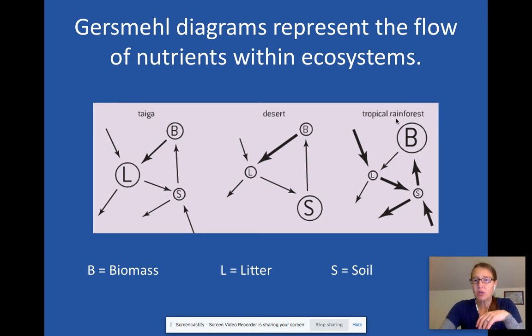So when we look at nutrients within a tropical rainforest, because it's got plenty of sunlight, plenty of warmth, plenty of water, they tend to hold most of their nutrients within the biomass. That's different than, say, the desert, right? There's not a lot of biomass in the desert because it's not as productive. You can't have as many plants there. So yeah, there are going to be plenty of things dying and leaves falling and some leaf litter, but most of the nutrients end up getting stored in the soil.